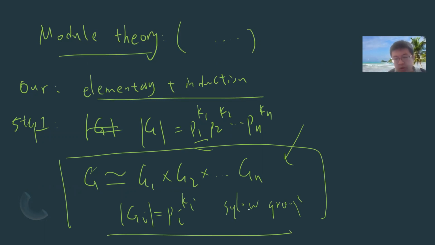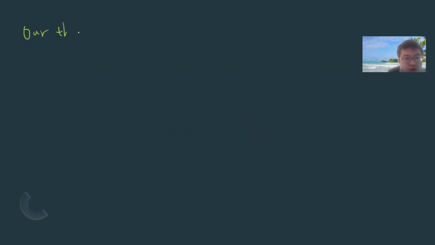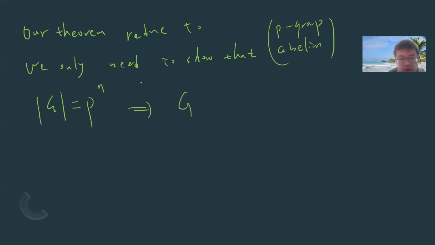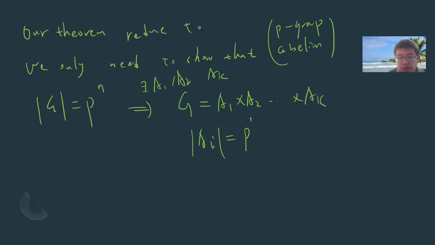So our theorem is reduced to this: we only need to show that when G is a p-group, say of order p^n, and abelian, then G is a direct product of cyclic groups. So there exist A1, A2, up to Ak such that G is A1 times A2 up to Ak, where Ai is a subgroup of order p^ni, and we label n1 greater than or equal to n2 up to nk.